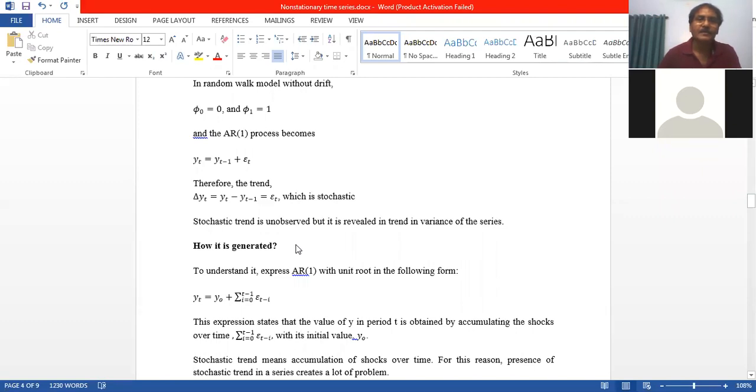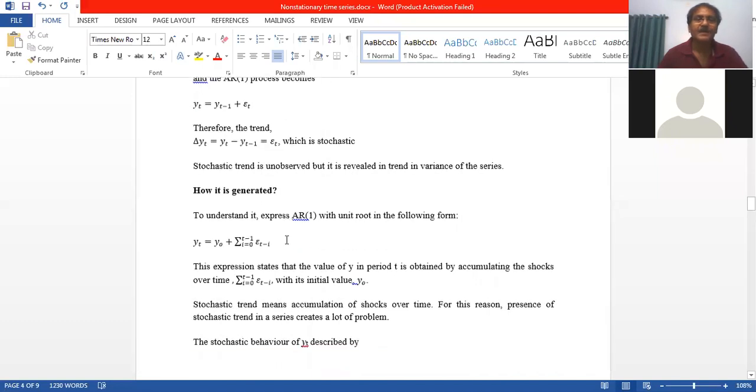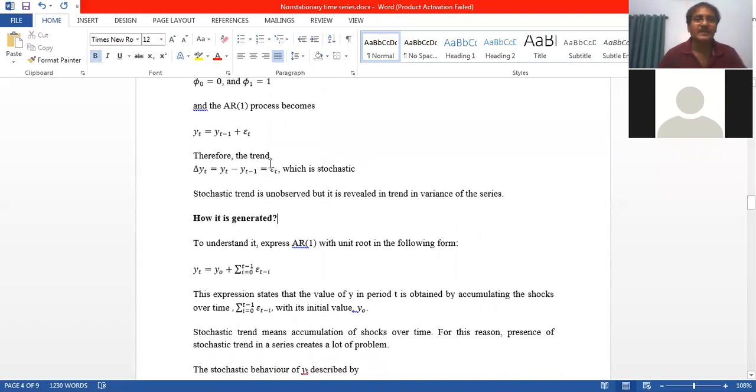So we have come up to this point. Okay. So this is the stochastic trend. Stochastic trend means the trend itself is random. How to get this stochastic trend?